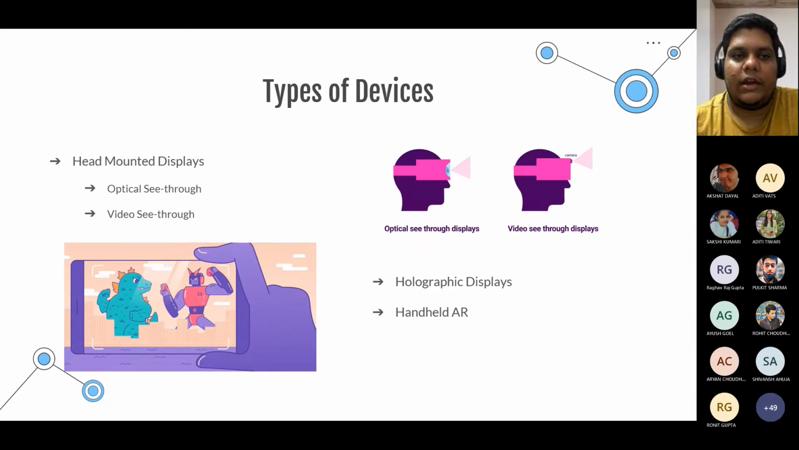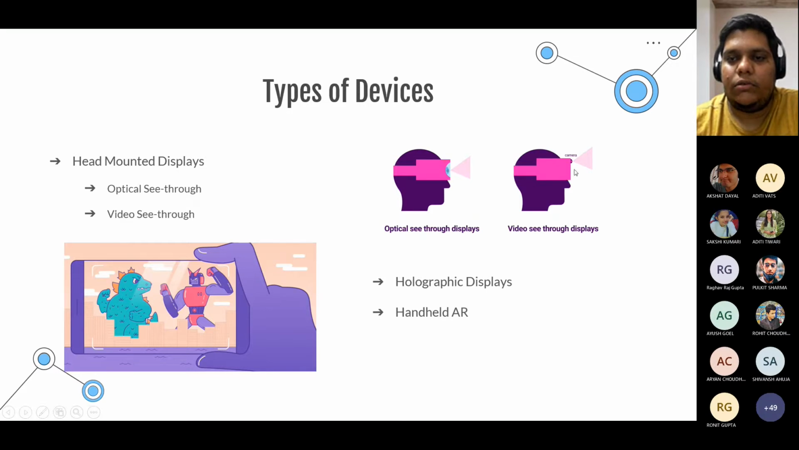There are head-mounted displays, photographic displays, and handheld AR-based devices. For head-mounted displays, there are two types: optical see-through and video see-through. Optical see-through displays are ones where, even if you have a head-mounted display, you are able to see the actual real environment with your direct eyes and not through something else. Computer-generated images are shown on top of this.